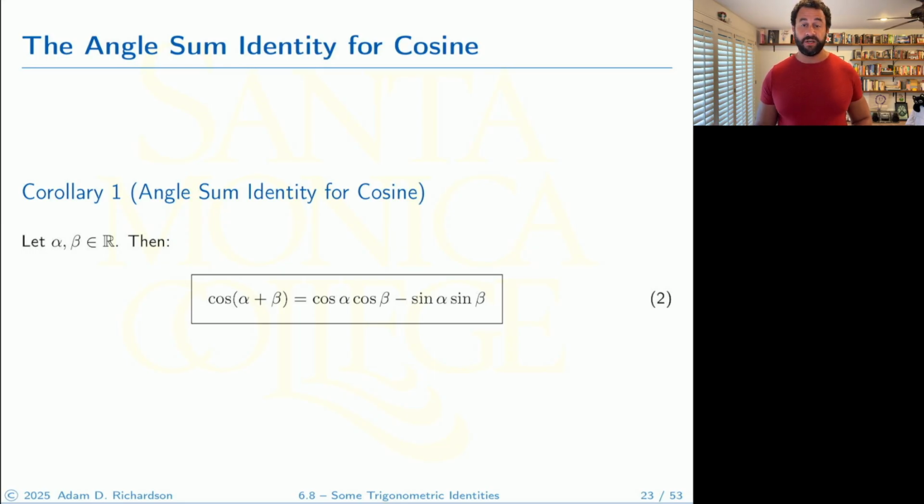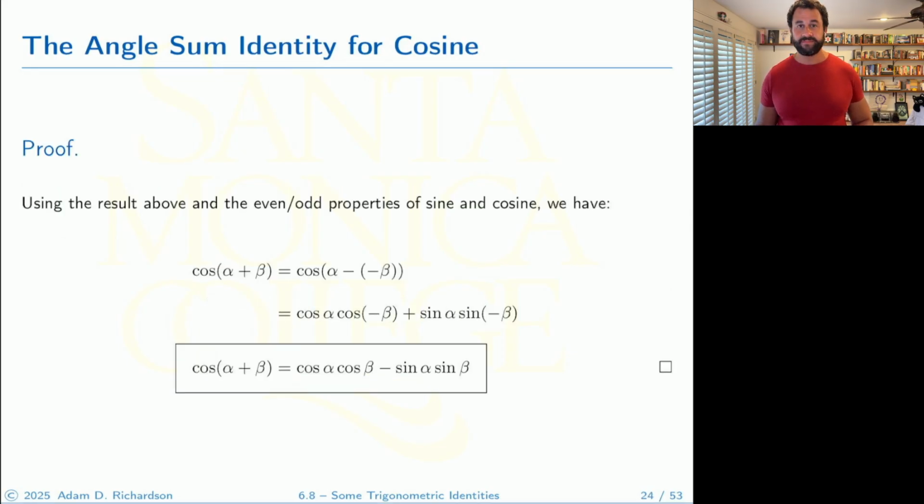And here's the good news. Proving it is actually not as technical as the proof we just saw. What we're going to do is use the angle difference identity, and rewrite this sum as the difference of a negative, and use the even odd identities for sine and cosine. The proof is like 2 lines. Here it is. All right, check out this clever result.